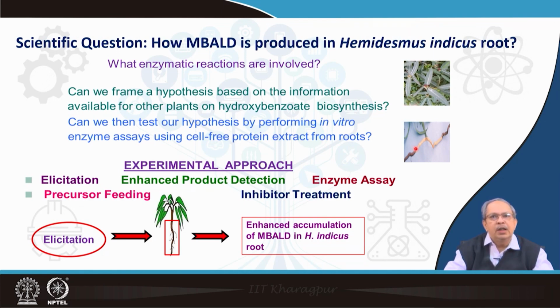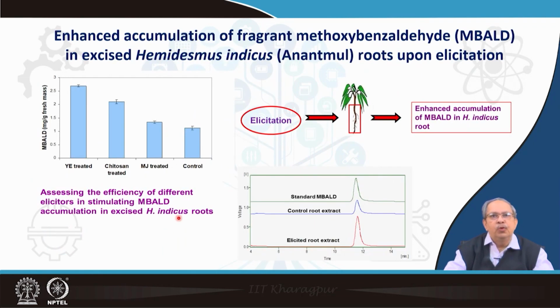So, Hemidesmus indicus, that is Ananthmul, produces the fragrance methoxybenzaldehyde, which is our target compound, and in this class we wanted to work out the enzymatic route to that. So, the plants were subjected to elicitation, and as a result of elicitation it is expected that it should produce the product in higher amount. So, this is the control, this is the standard, and this is the elicited. From here it is clear that the elicited root extract indeed produced more of the desired product.